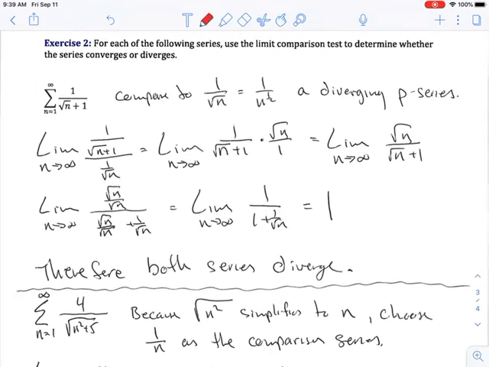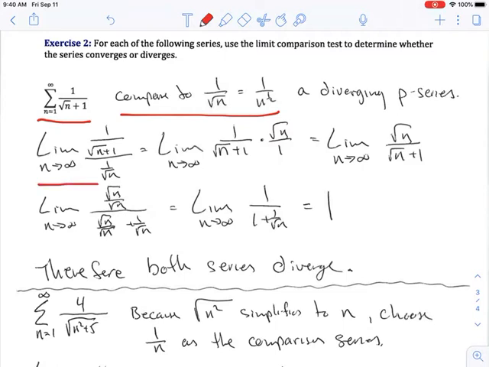Here is our a sub n, 1 over the square root of n plus 1. I'm going to compare that to 1 over the square root of n, which could be rewritten as 1 over n to the 1/2, which is a diverging p-series. So that's the first step, just like with the direct comparison test: select a comparison series that you know converges or diverges.